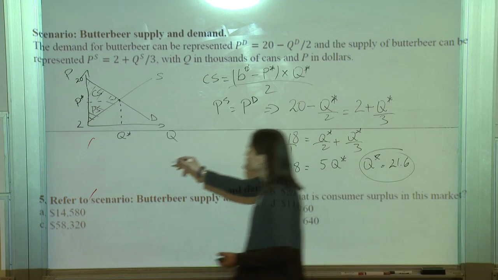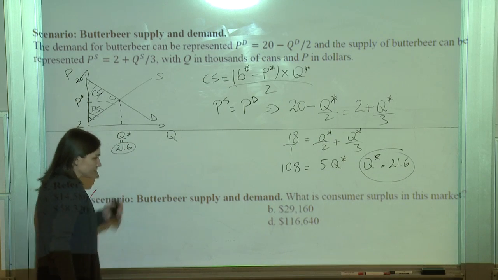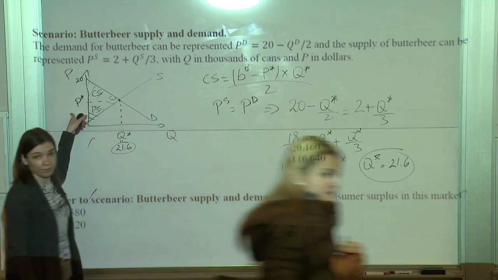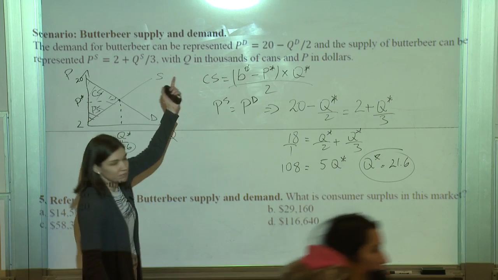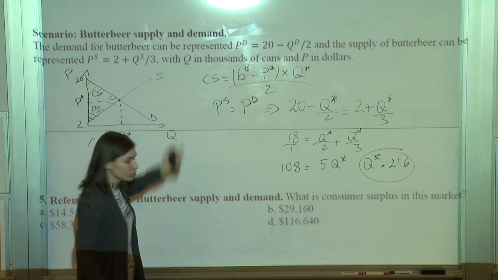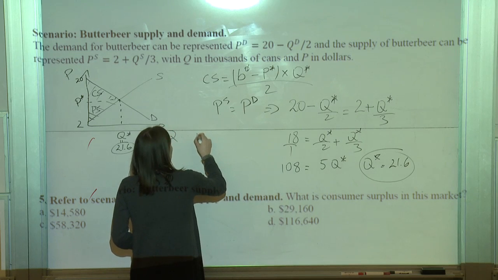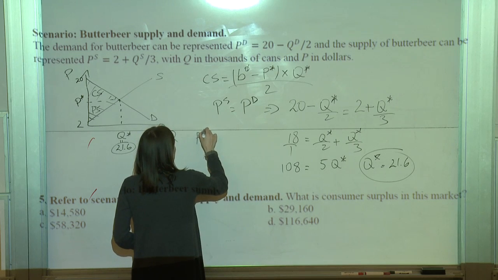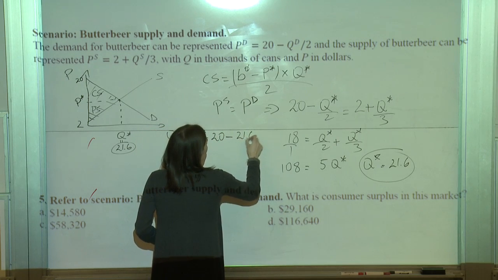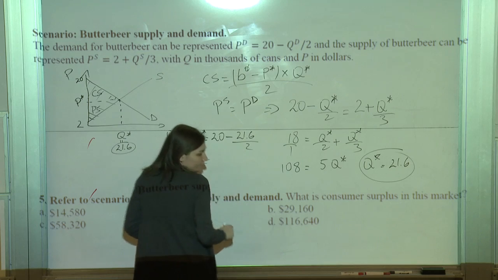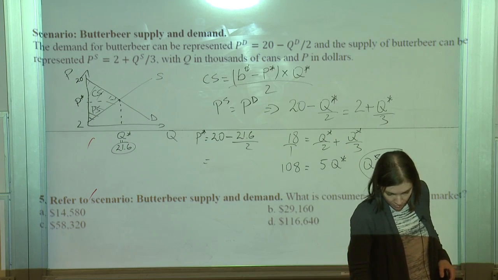All right, so I know this point is 21.6. Now I need to find the optimal price too, so I'm just going to plug it in somewhere. Doesn't matter which equation you choose. So I'll do the demand equation. So the optimal price then is going to be equal to 20 minus 21.6 divided by 2. And that's 9.2.